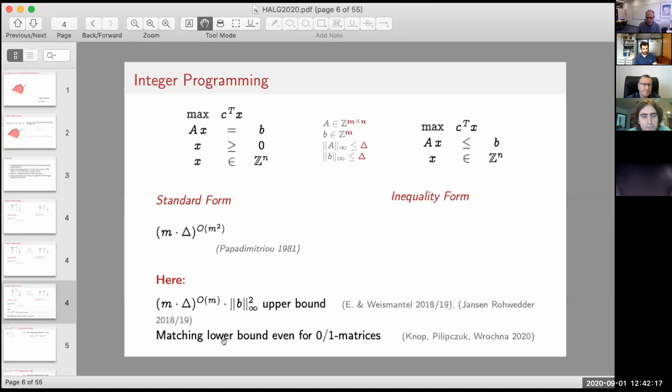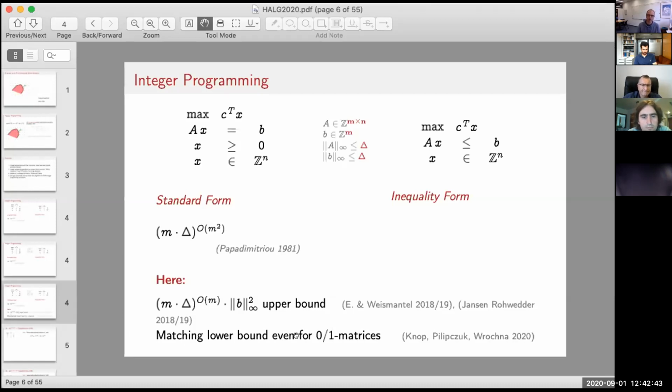And I would like to mention that this has now a matching lower bound, which was provided by Knob, Pilipchuk, and Brogna in 2020. And interestingly, this matching lower bound even holds for 0-1 matrices. So for 0-1 matrices, you could just simply forget about the delta here, and you get a running time of m to the power of O of m, and the matching lower bound holds in this case.